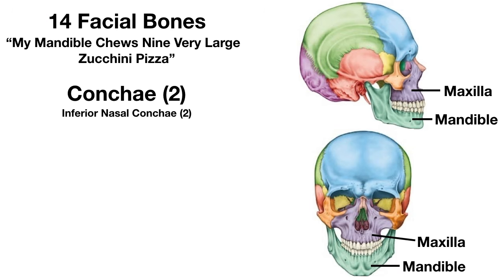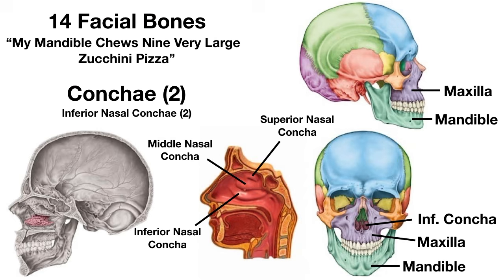The next pair of bones are the conchae, specifically the inferior nasal conchae. They're shown in maroon in that bottom right image. Let's look at a couple sagittal views because the nasal conchae are located within the nose. There are 3 sets of nasal conchae: superior, middle, and inferior. The superior and middle nasal conchae are actually formed from the ethmoid bone, which is one of the cranial bones that we talked about in the cranial bone video. The inferior nasal conchae are separate facial bones, and there's one located on each side of the nose.